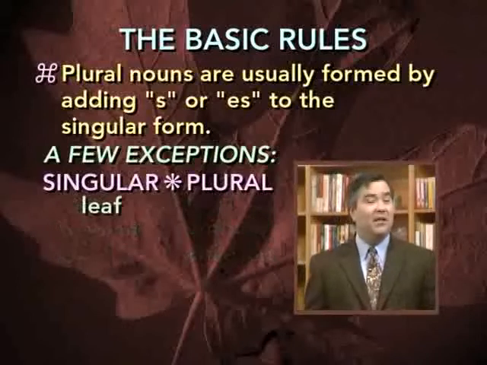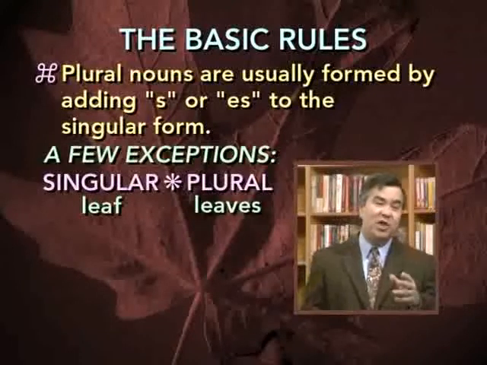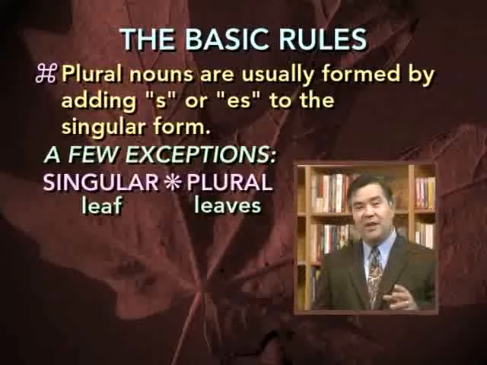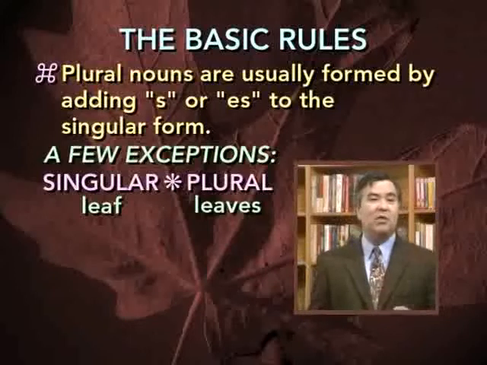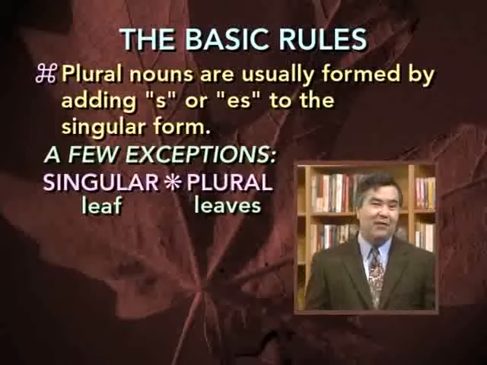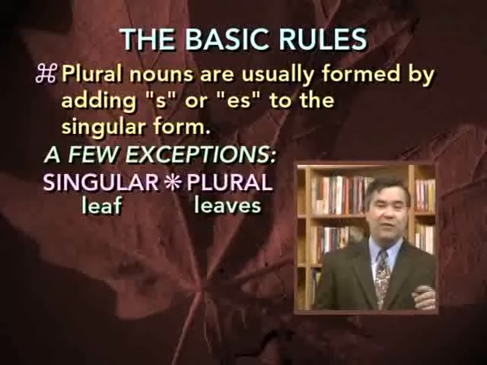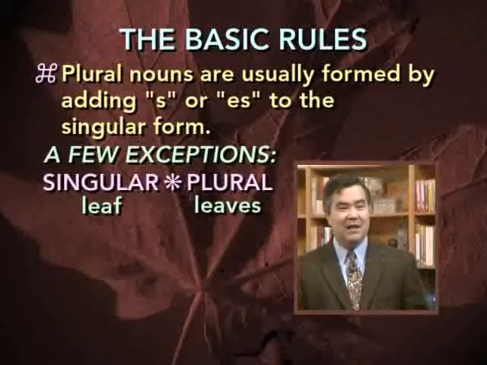Take a word like leaf. When we turn this into a plural, not only do we add ES at the end, but we also change the spelling. The F that ends the word leaf turns into a V, and the plural form of leaf is leaves. Many, though not all, words that end in F are turned into plurals in just this way, by changing the F into a V and then adding ES.